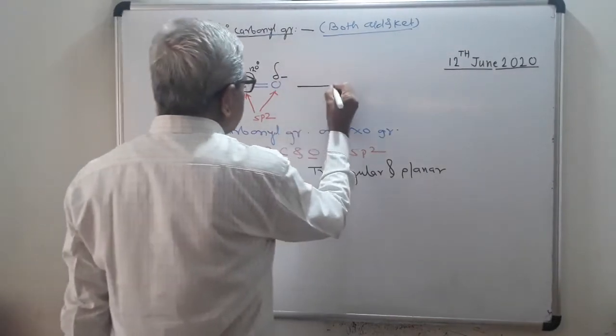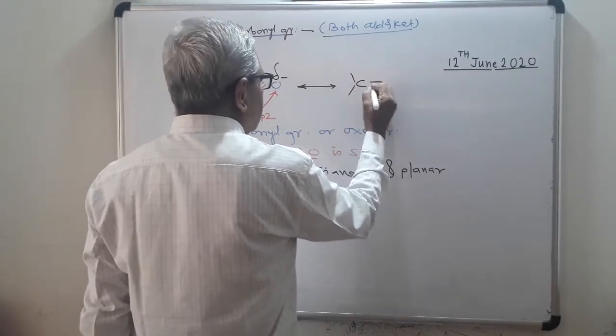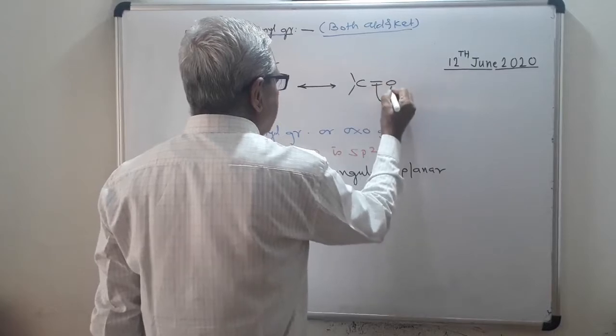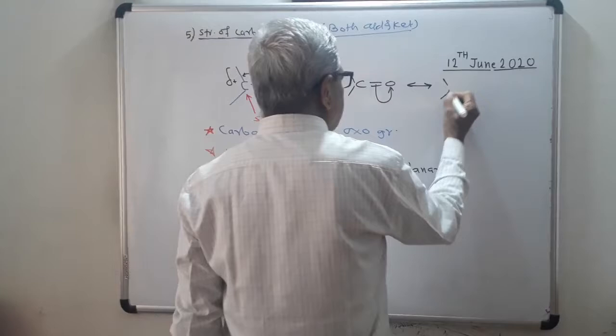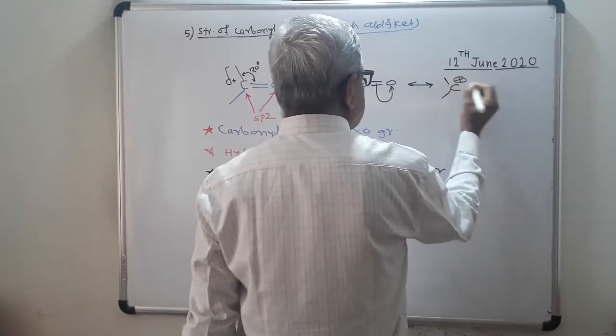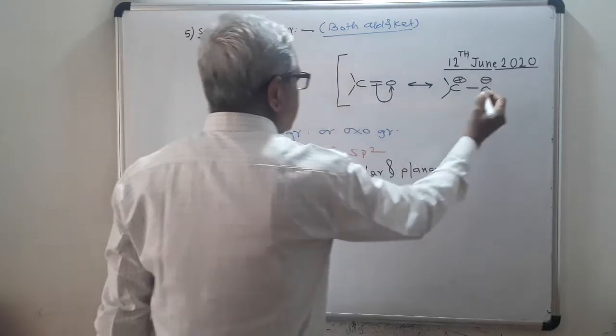You can show the resonance here. This is the carbonyl group. You will break this bond here. Therefore, the resonance is indicated here. Carbon will get a positive charge and oxygen will get a negative charge. This is the point of resonance.